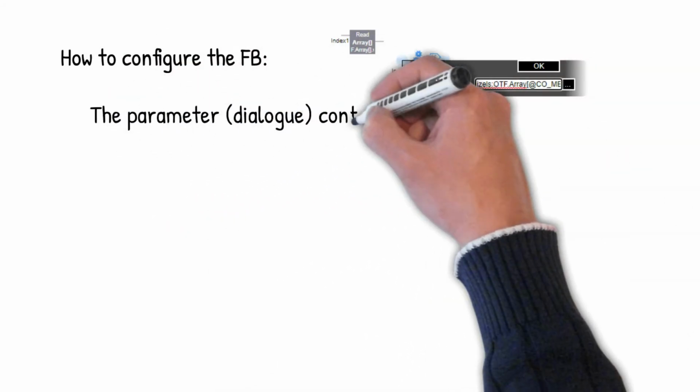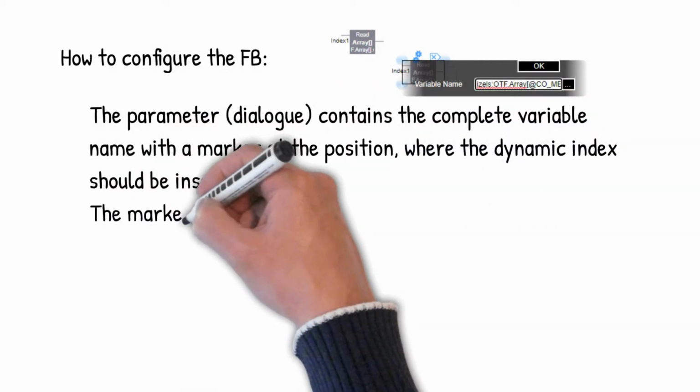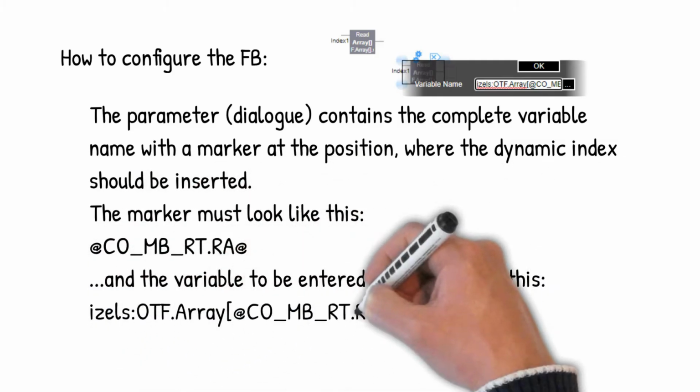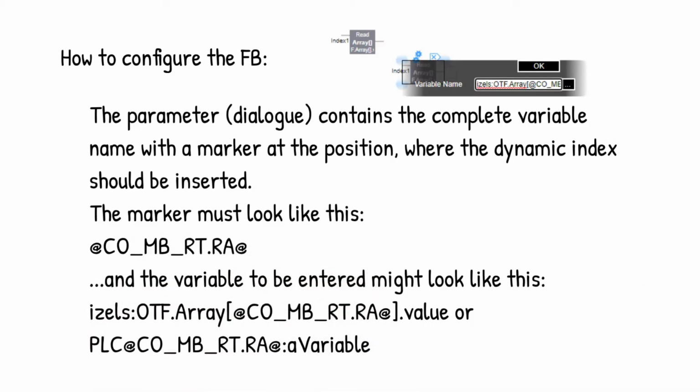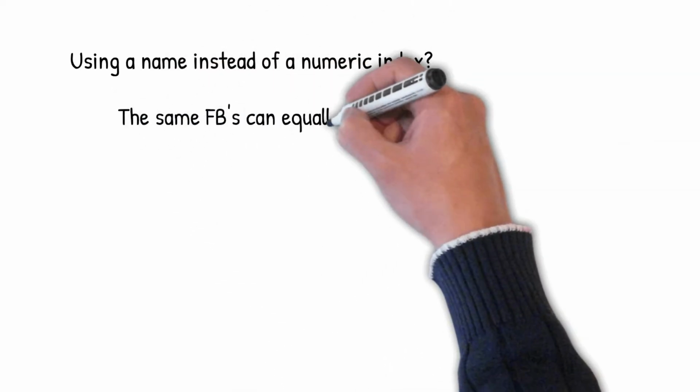The parameter, which is entered in the dialog, contains the complete variable name with a marker at the position where the dynamic index should be inserted. The marker must look like this. It's at co_mb_rt.ra at. This is just a definition and has to be used like this unchanged. And the variable to be entered might look like this: Icells colon OTF array bracket at CO ta ta ta bracket dot value, or also without brackets like PLC at etc. a variable.